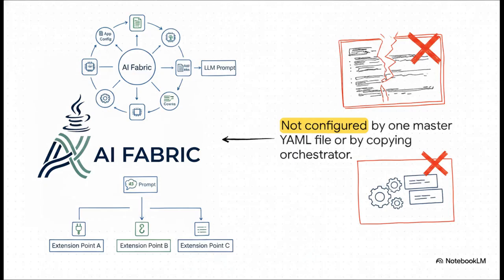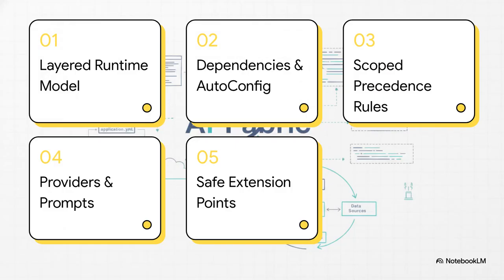Okay, first things first, let's dispel a massive myth right off the bat. Building a resilient AI architecture does not mean cramming all your routing rules into one giant, unreadable master YAML file. And it definitely doesn't mean hard-coding everything directly to a static LLM prompt. AI Fabric is built to seamlessly weave AI right into your Spring Boot apps, so it's not configured by one single master file, and you definitely shouldn't be copy-pasting the framework's orchestrator into your own codebase just to make a tiny tweak. Instead, AI Fabric is this living, layered runtime model.